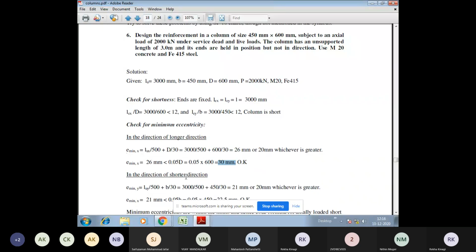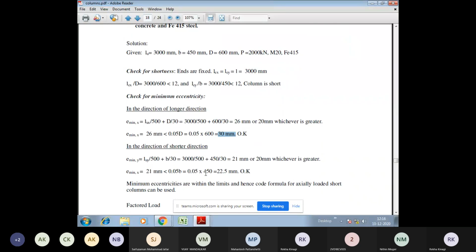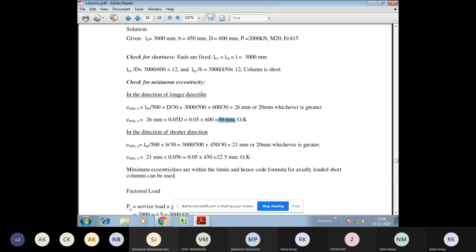So that was for the longer direction. Now for the shorter direction, the same equation we are going to use, only in place of D, we are going to substitute the B value. E minimum in y direction is equal to LEY, that is effective length in y direction, divided by 500 plus B divided by 30. So we are getting 21, and we are going to compare 21 and 20 mm.